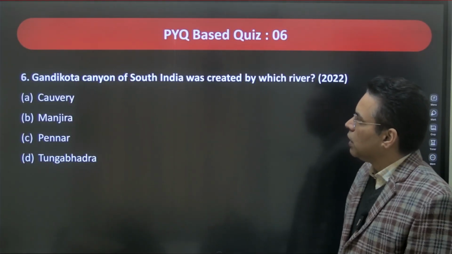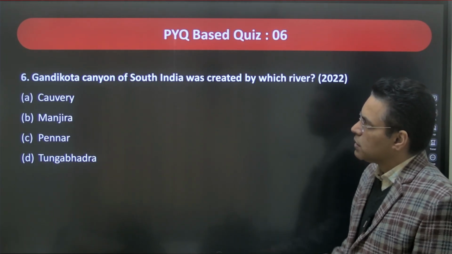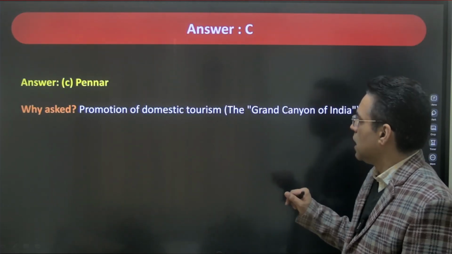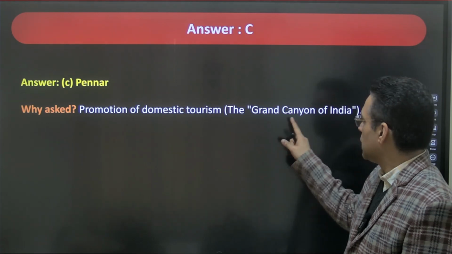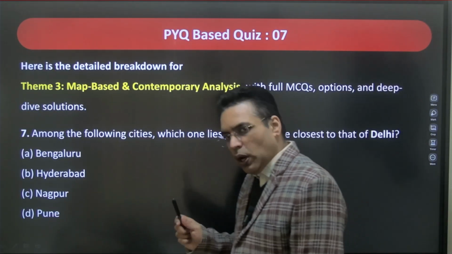Which river created the Grand Canyon of South Asia? Okay, now this is the Penna River. C is the answer. Now, promotion of domestic tourism: the Grand Canyon of India. This is the Grand Canyon of India. Okay, so theme 2 I have discussed.